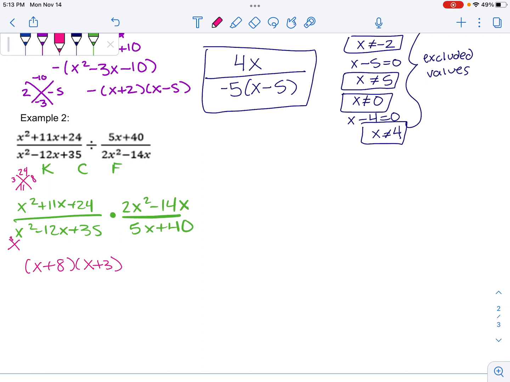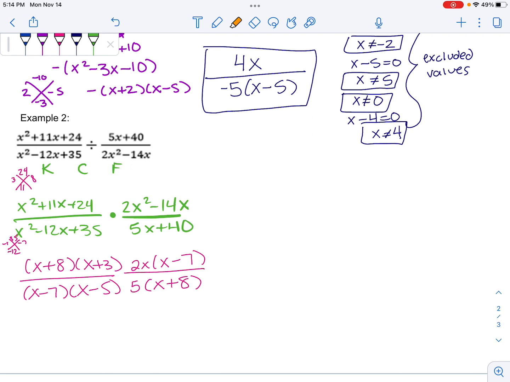Here we go, 35, negative 12, negative 7, negative 5. All right, to this numerator, the GCF is 2x, so x minus 7, and then the denominator here is 5, so x plus 8.